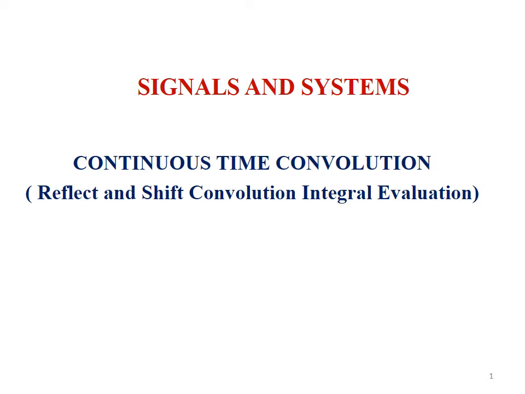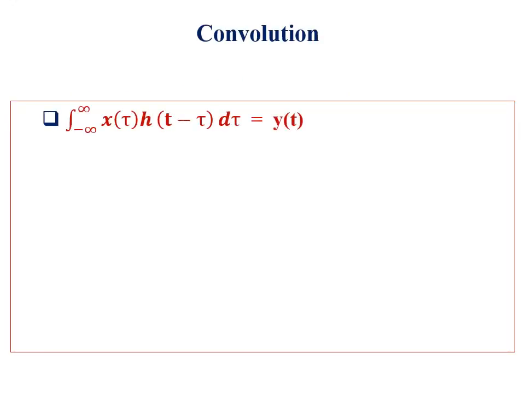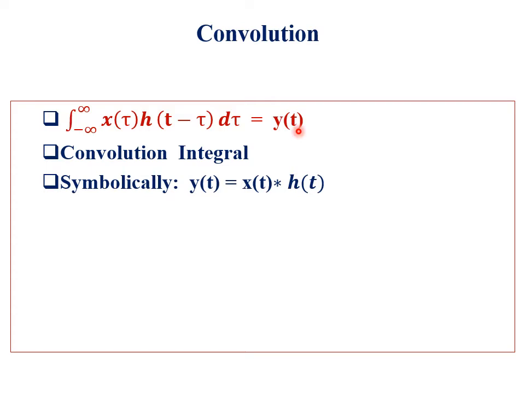This is an important concept known as continuous time convolution in the field of signals and systems. The expression for convolution is given by the integral from minus infinity to plus infinity of x of tau h of t minus tau d tau, which is equal to y of t. This is symbolically written as y of t equals x of t convolution h of t, as has been seen in the previous slides.